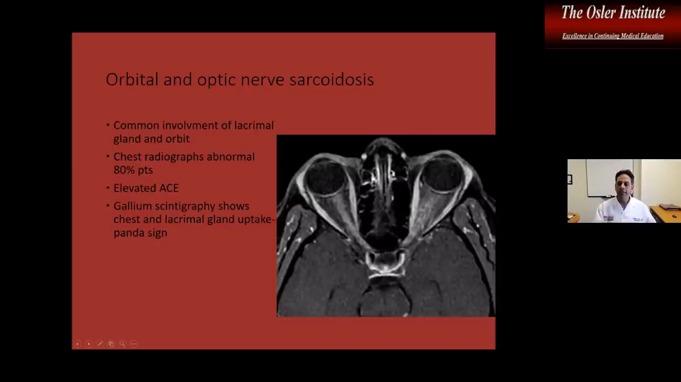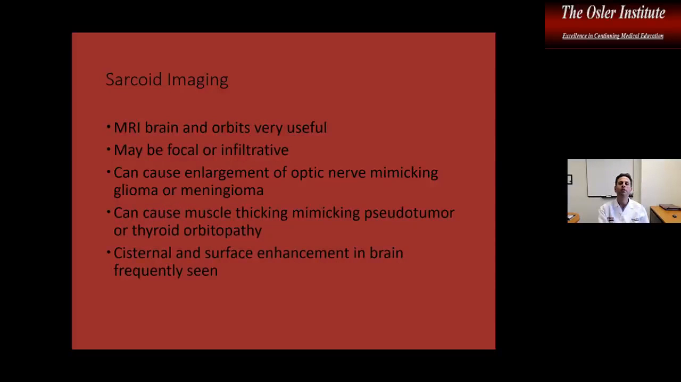So orbital and optic nerve sarcoidosis, it can show up in different ways. The lacrimal gland is by far the most common thing, but you can have optic nerve involvement, orbital fat involvement, extraocular muscle involvement. Chest radiographs are often positive as well. You can have elevated ACE levels, and on gallium scintigraphy, you can see the panda sign we saw before. So MRI of brain and orbits is very useful to see exactly what's involved and what's not, because if you remember, the optic nerve and orbital apex are much better seen on MRI.